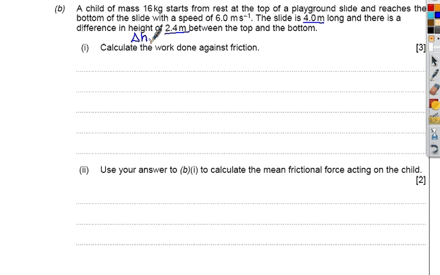Okay, so the height difference is 2.4 meters, delta H, and the slide is 4 meters long. So the work done against friction is along that 4 meters length, but the potential energy is just the vertical height. So let's work out the potential energy first.